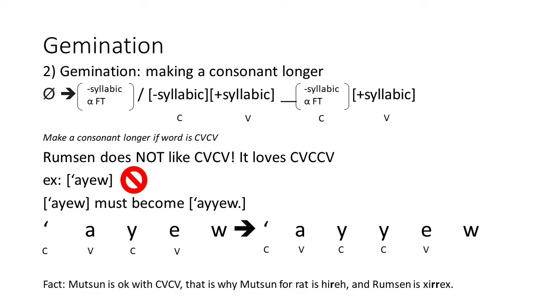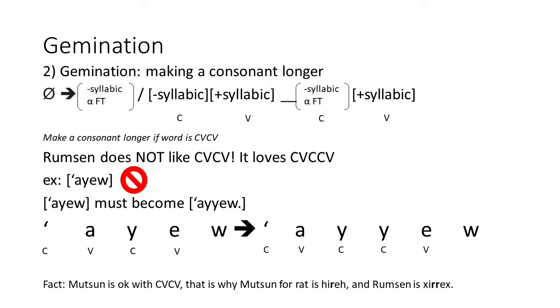So this rule that I wrote out here is really complicated. But basically what it's saying is you make a consonant longer if the word is CV-CV, which means consonant, vowel, consonant, vowel. So the thing is, Rumsen does not like this form. It does not like CV-CV. It likes CV-CCV. So if you see a word that has CV-CV, you have to double that middle consonant, so it becomes compatible with the language. Rumsen just doesn't like CV-CV. There isn't a particular reason why, it just doesn't like it. So it makes the middle consonant double.